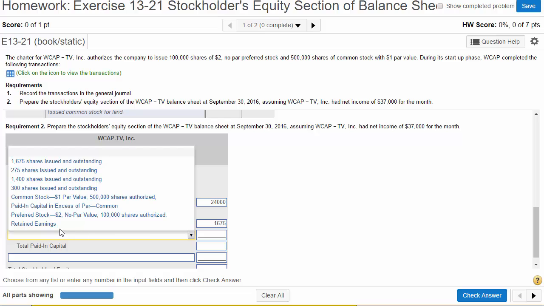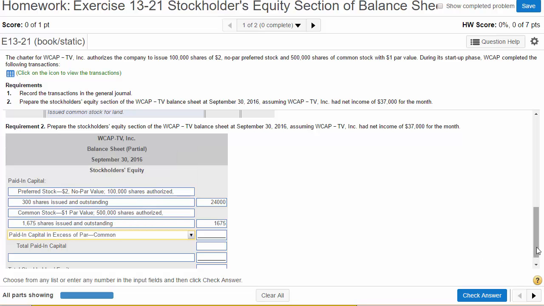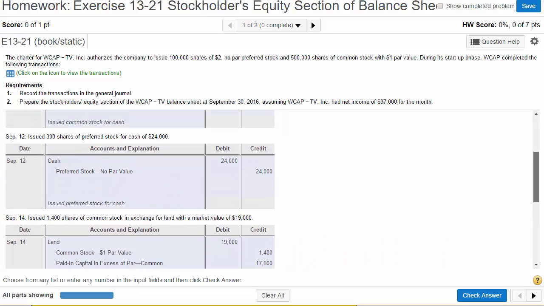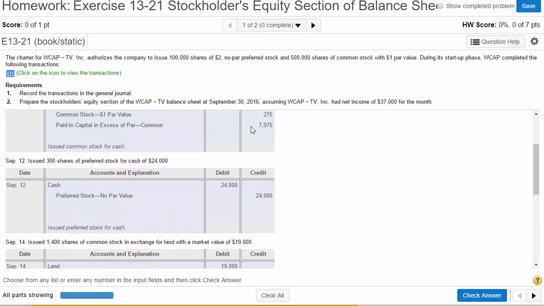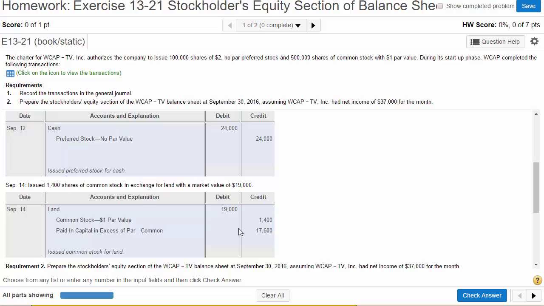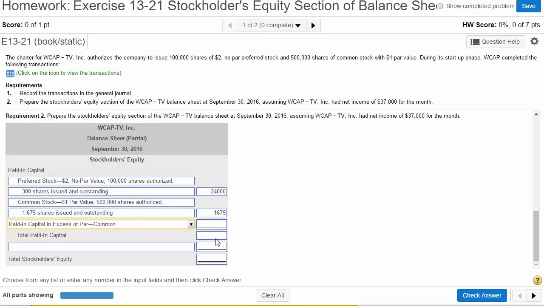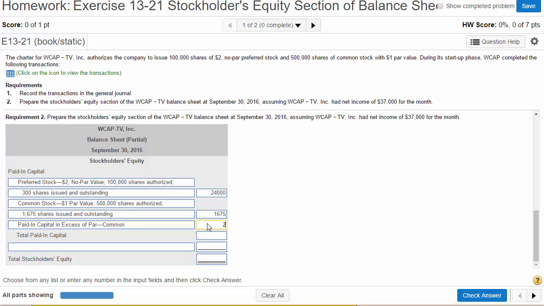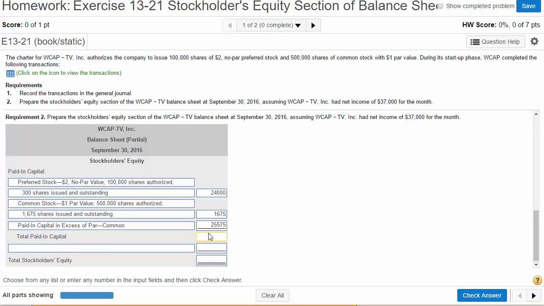And then after that, we have our paid-in capital in excess of par common. For those amounts, we've got $79.75 plus paid-in capital in excess of par common, $17,600. That gives us $25,575. So when you add 24,000 plus 1,675 plus 25,575, we get total paid-in capital of $51,250.